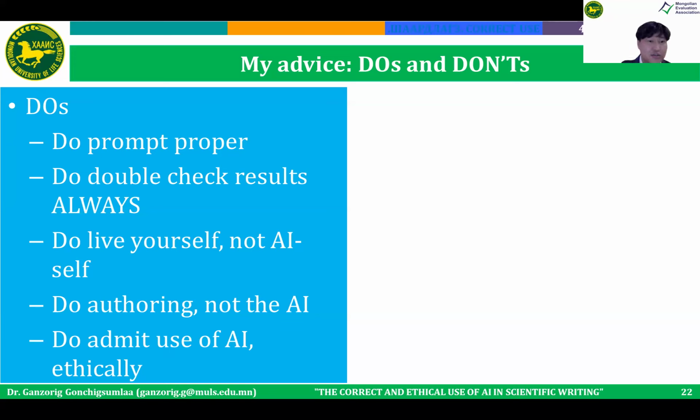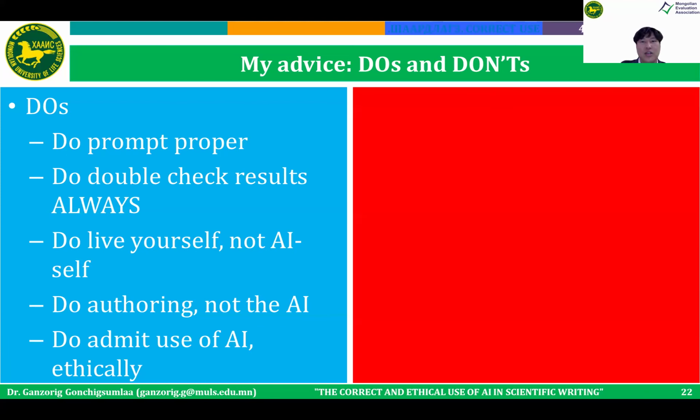Sometimes people are really addicted to AI, so they forget who they are and just rely on AI all the time. And in the end, everything you say or everything you think is AI, not you. Then there's a huge problem. And do authoring, not AI, so that you are the author of the scientific writing and you lead what your message is in the scientific articles or publications, not the AI. So do admit use of AI ethically. So these are my do's.